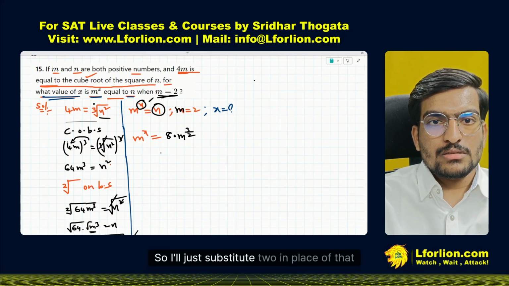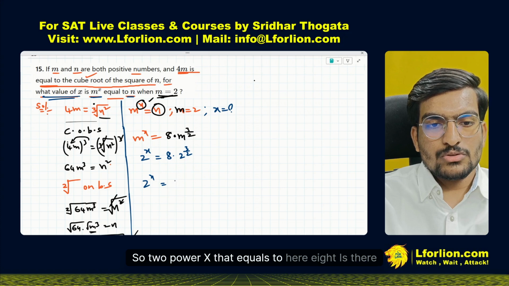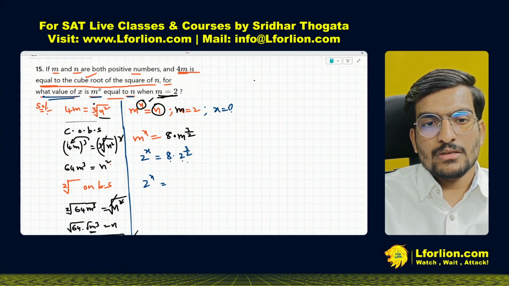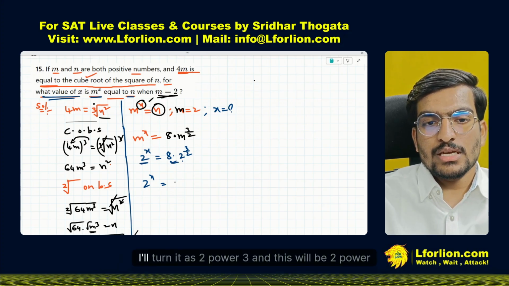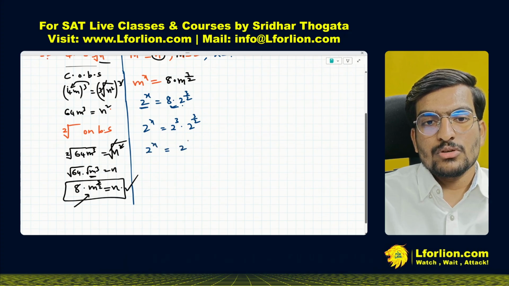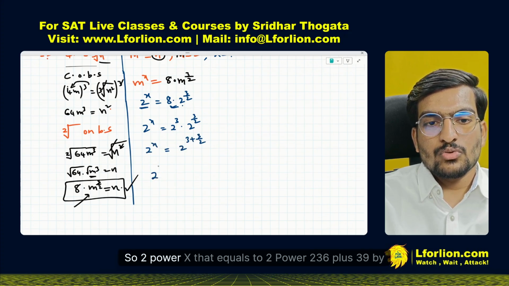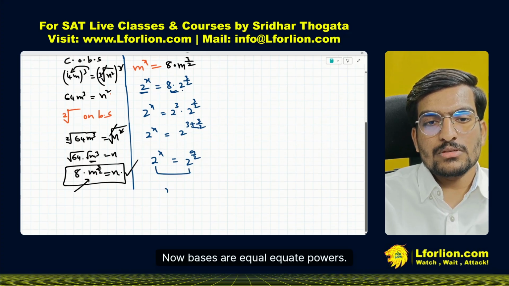So I'll just substitute 2 in place of m, that equals 8 times 2 power 3 by 2, and here 2 power x. So 2 power x equals, here 8 is there, 2 is there. We have to write in such a way that bases must be equal. So I'll turn this 8 into 2 power 3, and this will be 2 power 3 by 2 as it is. So 2 power x equals 2 power 3 plus 3 by 2, which is 2 power 6 plus 3 by 2, that is 9 by 2. Now bases are equal, equate powers, so x equals 9 by 2 directly.